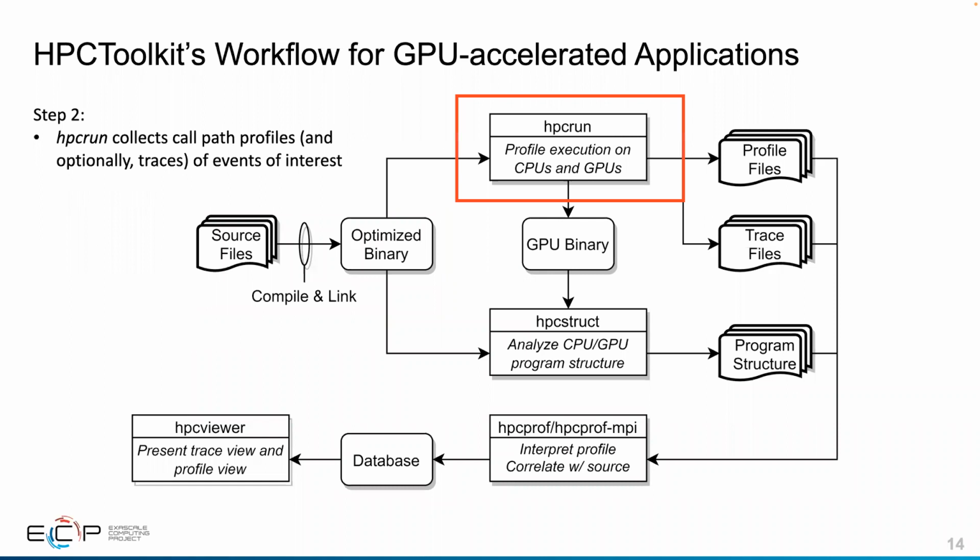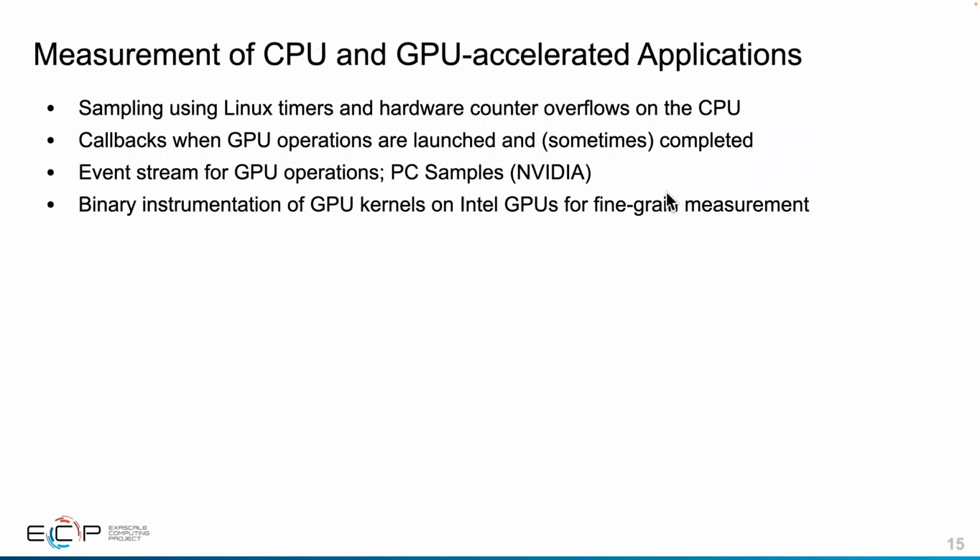So then the next tool in the toolbox is HPC run, where you profile execution on CPUs and GPUs. And so HPC run collects profile files that attribute costs to source code contexts, and it also collects trace files. And you'll see how the trace files look a little bit later. So what we do with any of our measurements is we associate them with full calling contexts. And so I'll show you what I mean by that in just a moment.